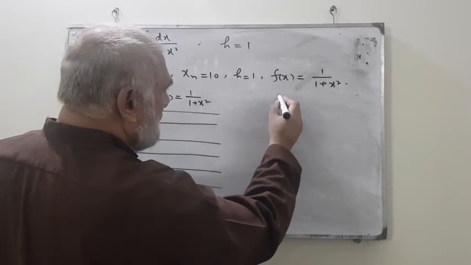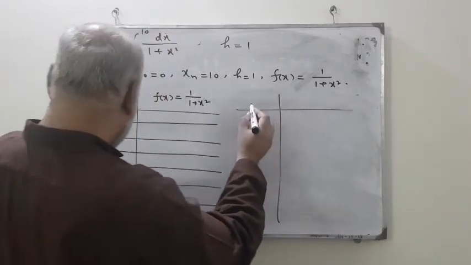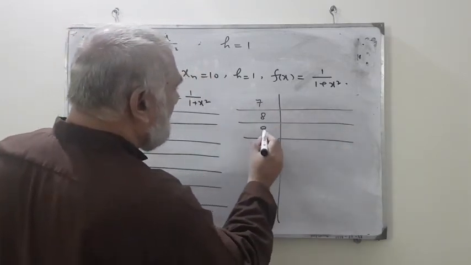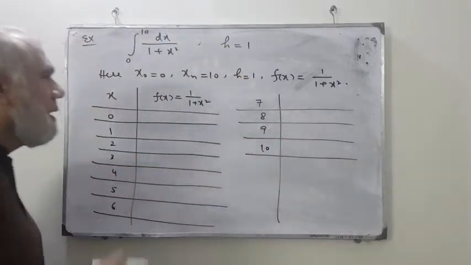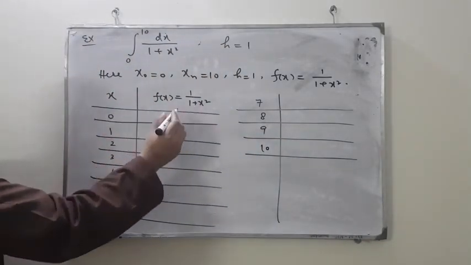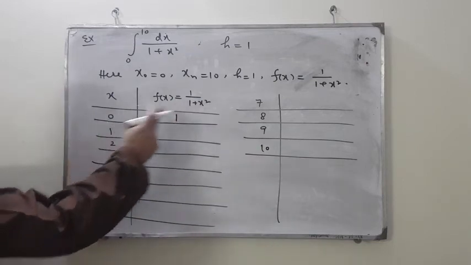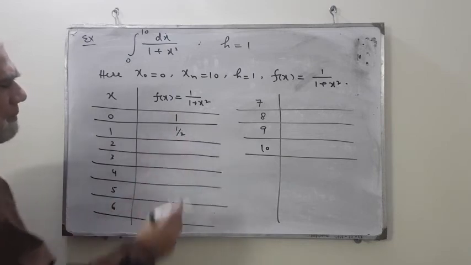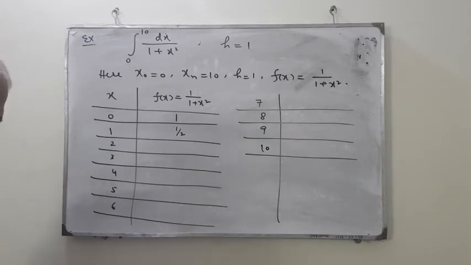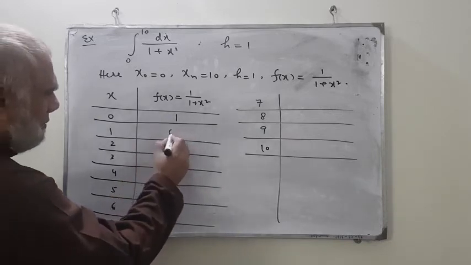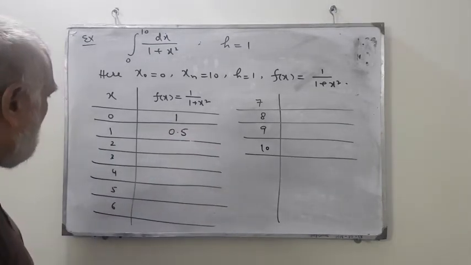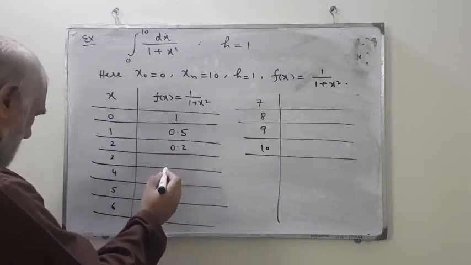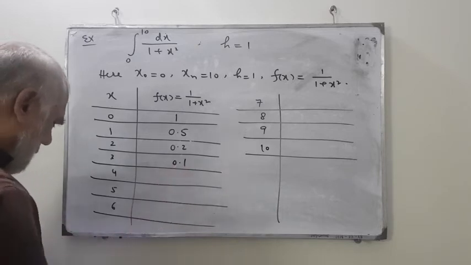and let me write it on this side, 7, 8, 9 and 10. Okay, now you have to put 0 over here, we'll be getting 1. On putting 1, it gives you 1 by 2, means 0.5, or you can keep it 1 by 2, it depends upon you. If I replace it by 0.5, it will be better from a calculation point of view. Next, on putting 2, it gives you 1 by 5, which is 0.2. The next is 0.1, you can verify it yourself.